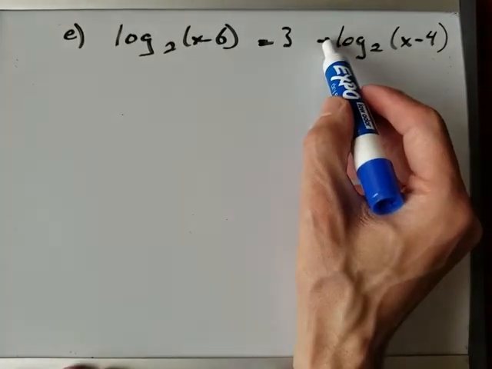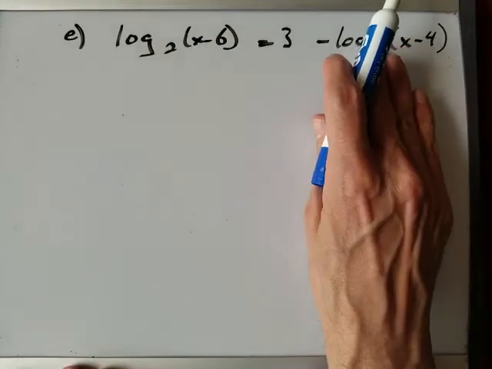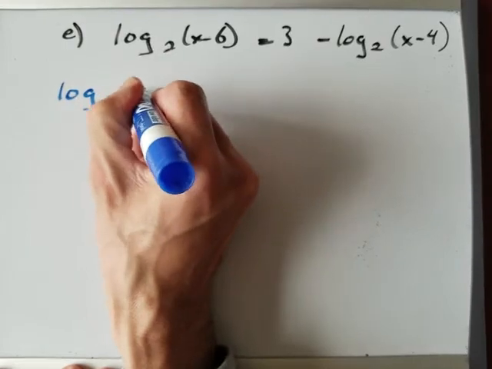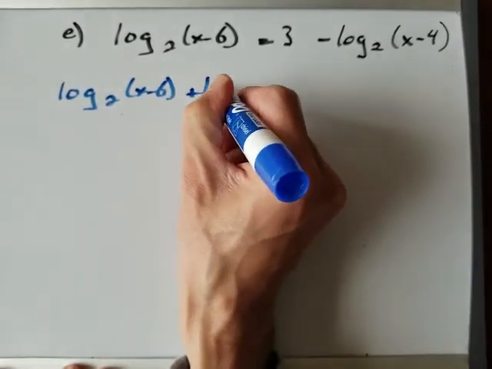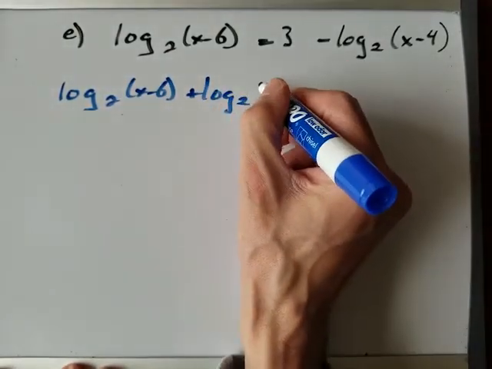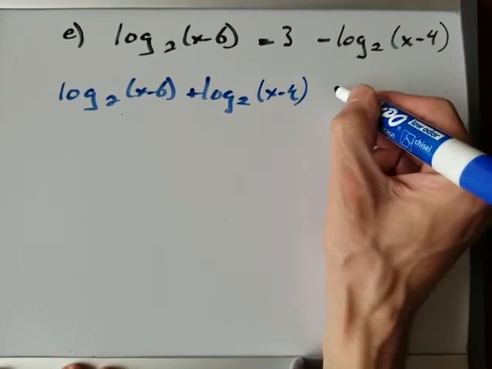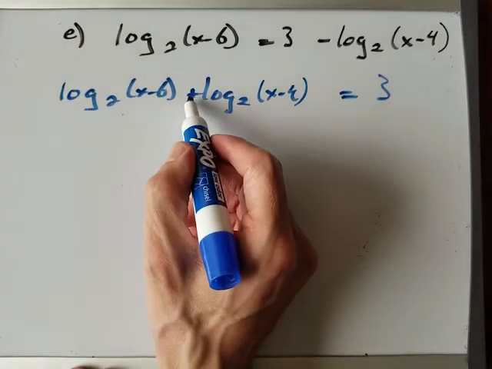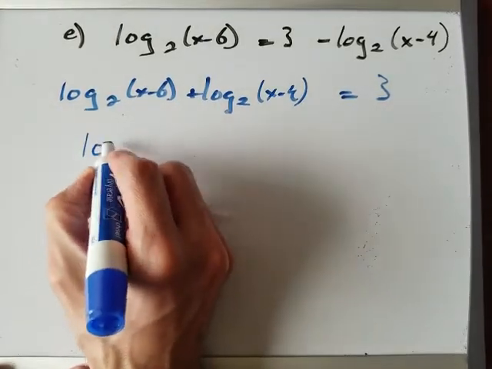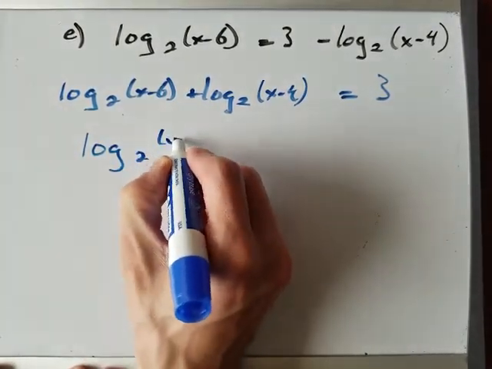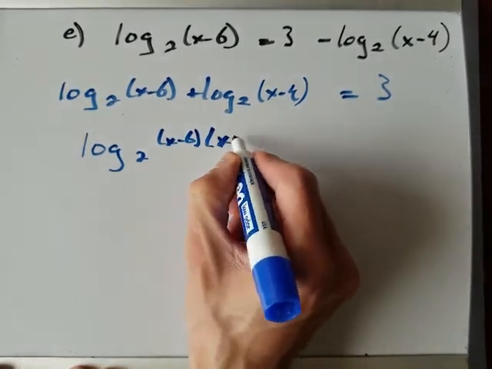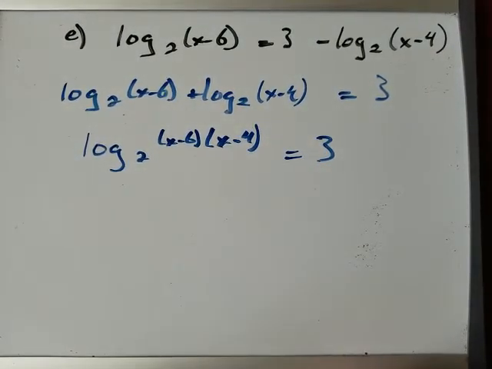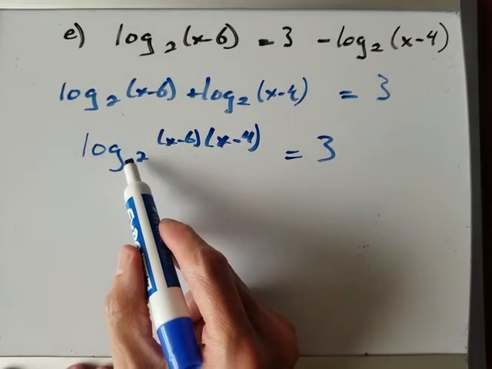I'm going to take this minus log 2 (x - 4), and I'm going to add it to the other side. So it would just have the log 2 (x - 6) added to log 2 (x - 4), and then we have just the 3, just leave it alone. Now here's what we're going to do. This addition means that we can smash this guy together into a multiplication. Those again are the rules of logarithms that you have to memorize. And now we can do the rewrite.